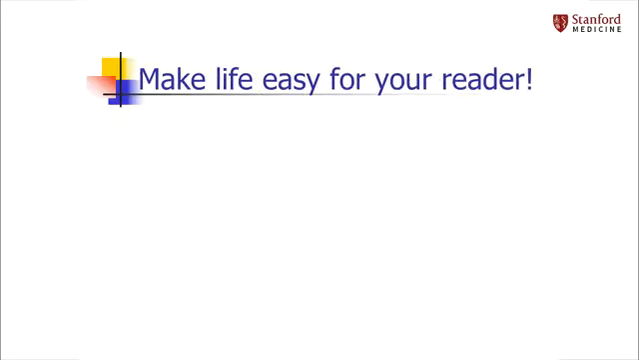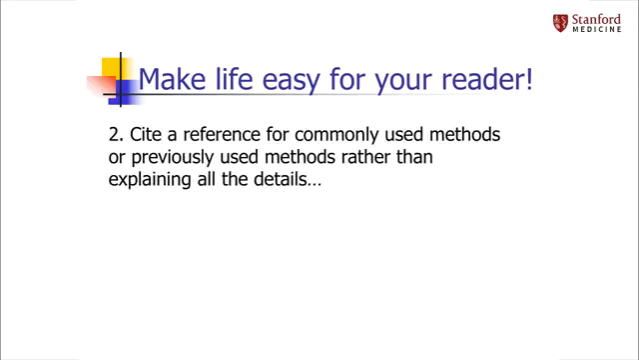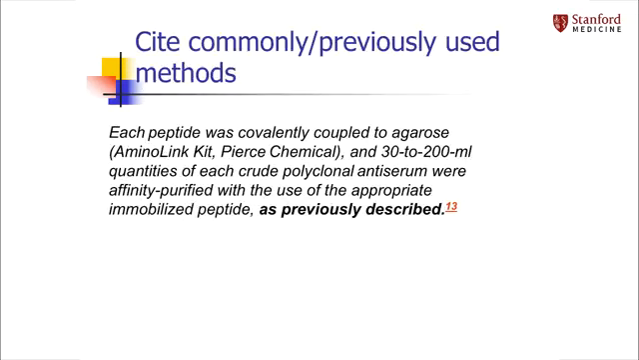Another way to make life easy for your reader is for commonly used methods or methods you've already described in a previous paper, you could refer the reader to those references rather than going into all the details. This works especially well if you can assume that most of your readership is already familiar with the method. It may help the reader to not have to weed through a large number of experimental details that are already well documented elsewhere. And what would this look like in the paper?